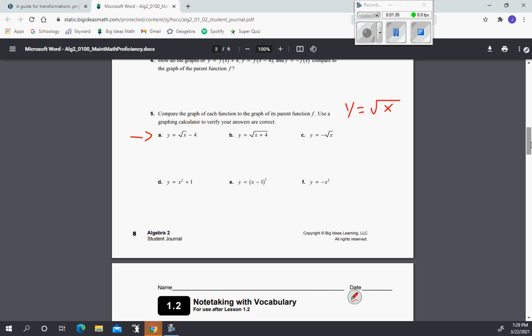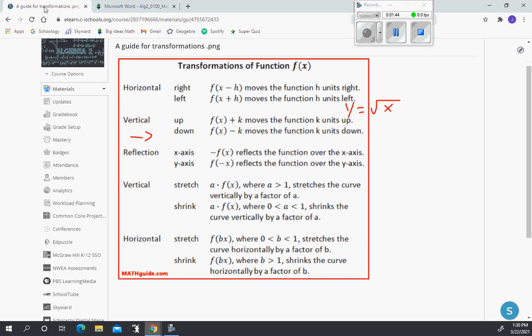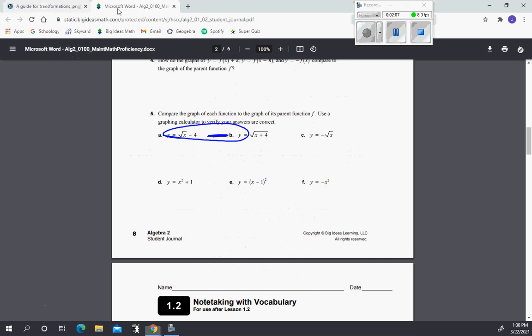So, how does y equals the square root of x minus 4 move from the parent function? Well, we go back to the sheet. We have our function minus 4. Which one has our function and then minus a number? It's right here. We have our function f of x, or the square root of x, and then we have minus 4, or minus k. It moves the function k units down. So in this case, y equals the square root of x minus 4 moves it down 4 units.